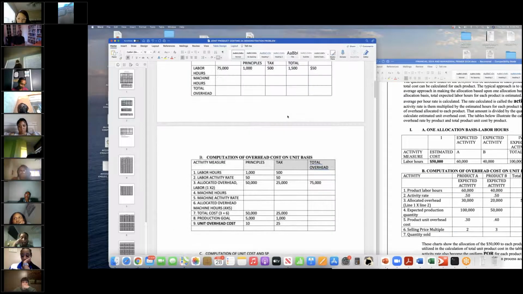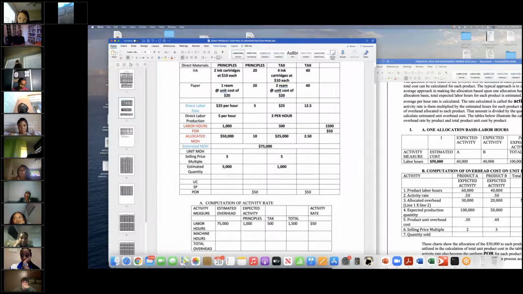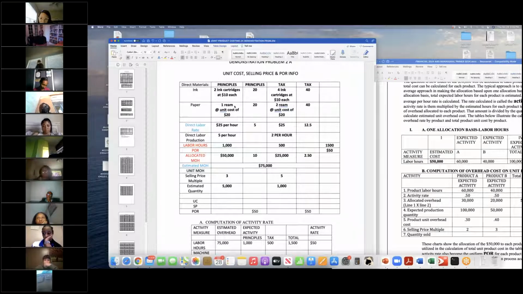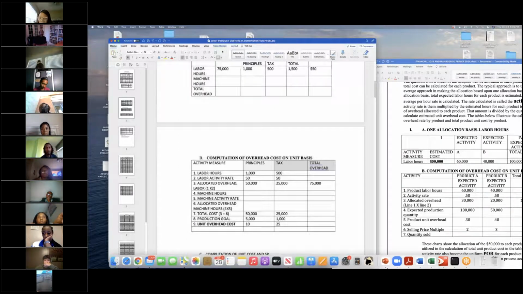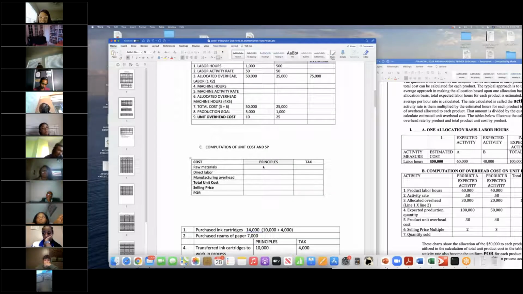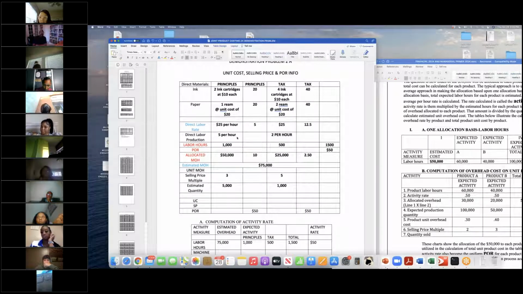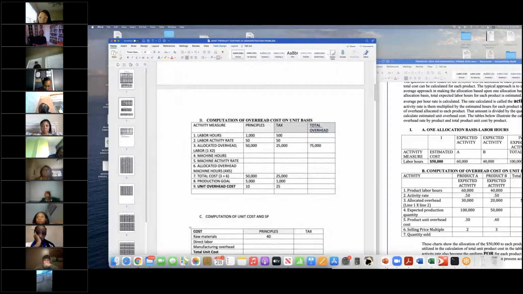So let's start on the principles book. If we go all the way back up at the top, you had two ink cartridges at 10, 20, and one more would be 20. So how much would it be? Would it be 40? Yep, raw materials 40. For the principles book, raw materials are 40. What's our direct labor gonna be? It's gonna be 10, 15. Spend the $25 an hour, they can make 5 an hour. So that's 5.